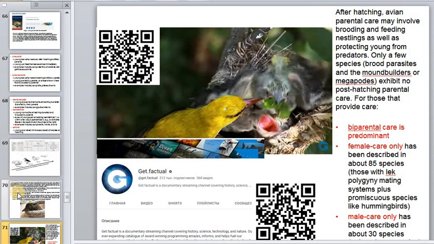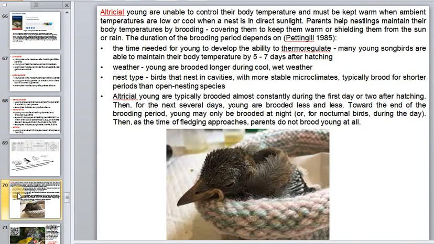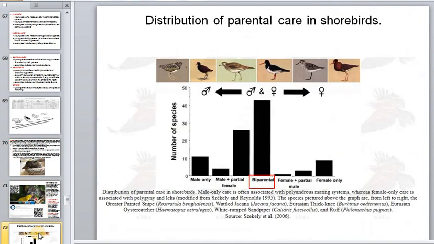I just don't have the time, but usually altricial young are unable to control their body temperature and must be kept warm when ambient temperatures are low or cold, and when in direct sunlight they must be kept warm for different times, not only 5-7 days, but these animals grow very quickly.